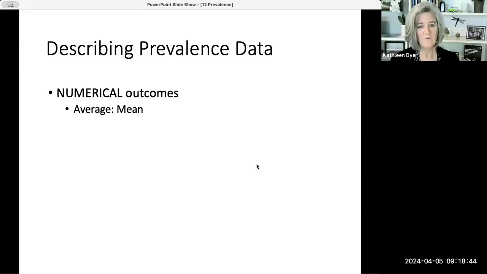Right now, I want to discuss how scientists present the results of prevalence studies when the variable they're describing is numerical rather than categorical. We've already talked about the presentation of categorical data, but let's talk about numerical data. When the outcome is numerical, there are 2 points of data that get presented in order to describe what that data are like. The first is a measure of central tendency, otherwise kind of colloquially known as the average. What is the average score?